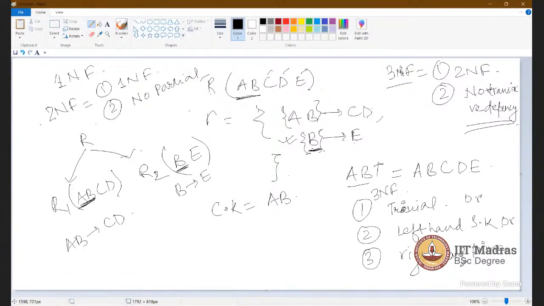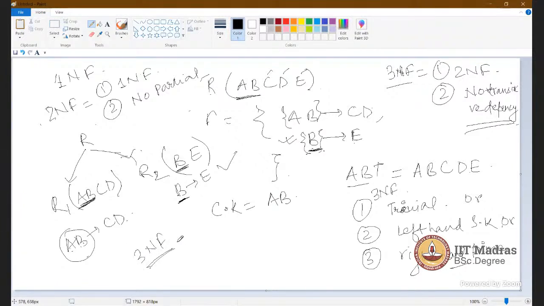Okay, so let's check for this particular one. Here the functional dependency B to E. Here you can say B is the candidate, meaning primary key, so it is a super key. It satisfies the condition. In R2 you have to check this particular one. AB is also the primary key. So the left hand side is a primary key, so it is also in third NF, right?